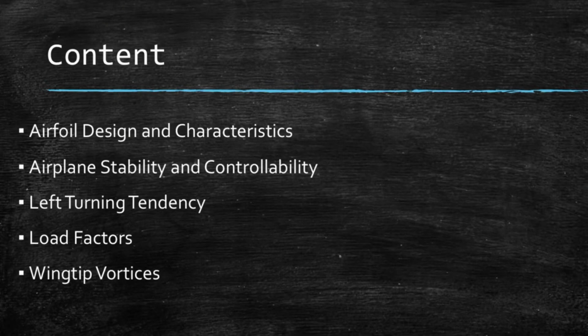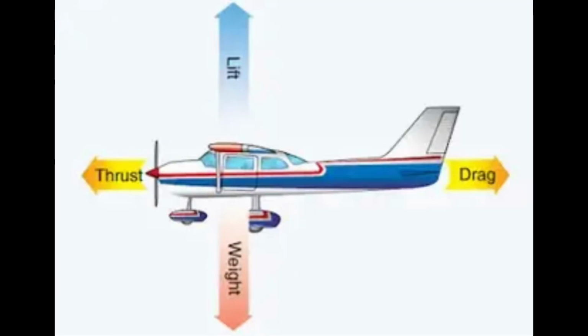In this YouTube video, we're going to be talking about the 5 main things that make up this lesson of principles of flight. These will include the following: airfoil design and characteristics, airplane stability and controllability, left turning tendencies, load factor, and wingtip vortices.